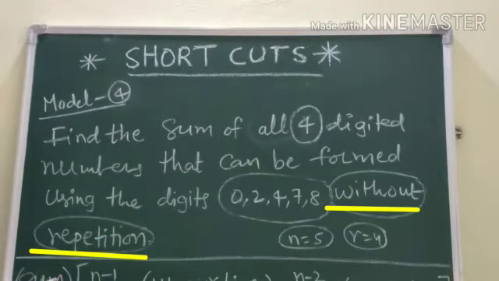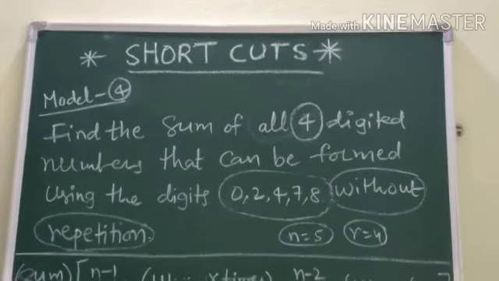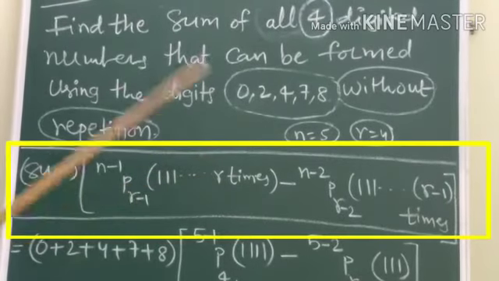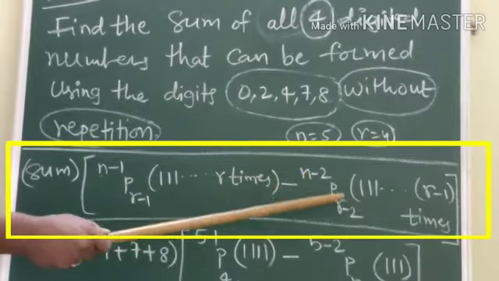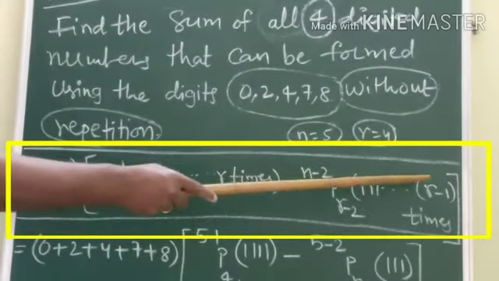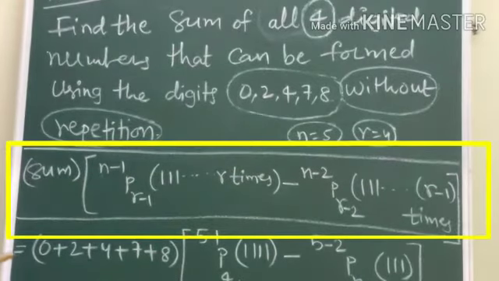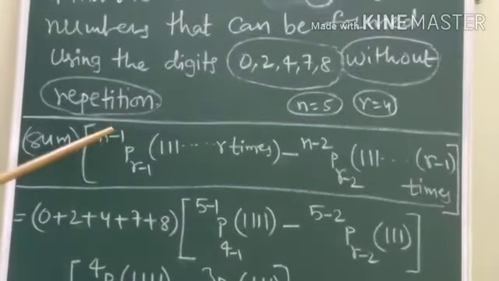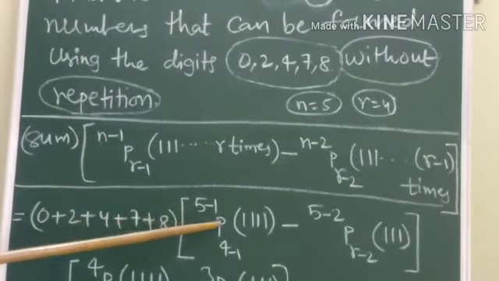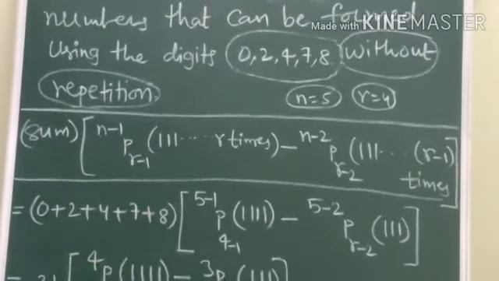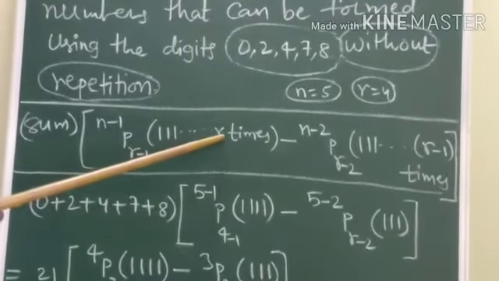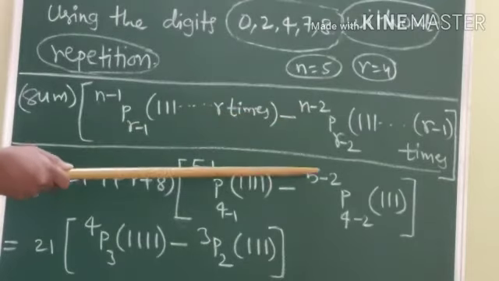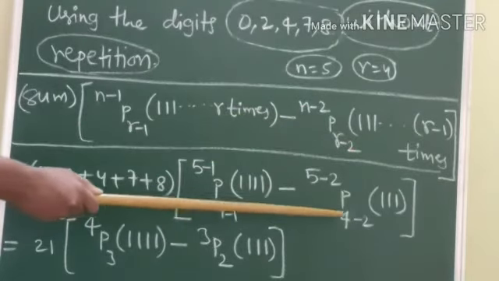In this case, we have to apply this formula: sum of all digits into n minus 1 P r minus 1 of take ones r times, minus n minus 2 P r minus 2 take ones up to r minus 1 times. Here sum of all digits means 0 plus 2 plus 4 plus 7 plus 8. Next n minus 1. What is n value? 5. 5 minus 1 P r value 4, 4 minus 1. Take ones. How many times? r times means 4 times. That is 4 ones, minus n minus 2 means 5 minus 2, P r minus 2 means 4 minus 2.